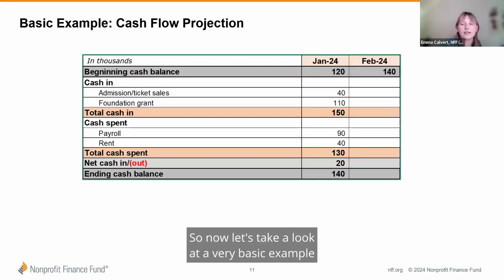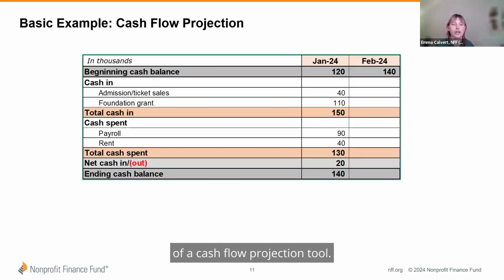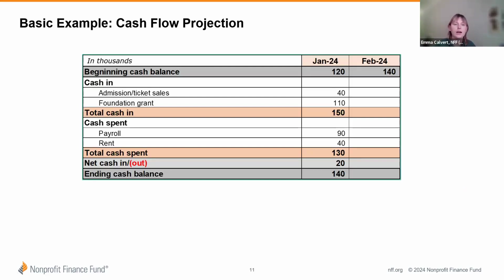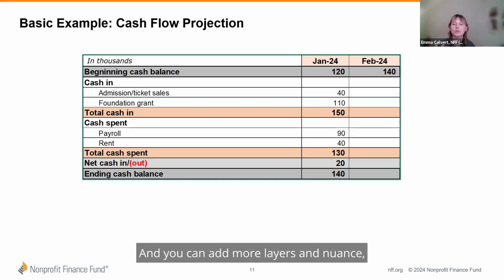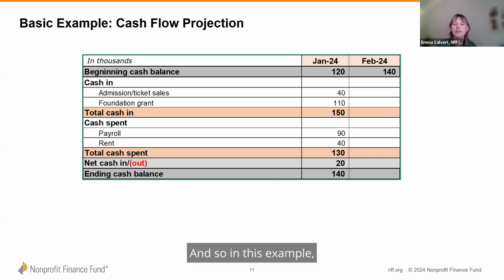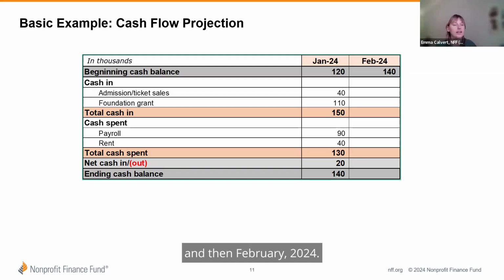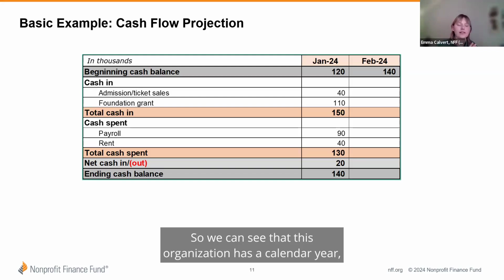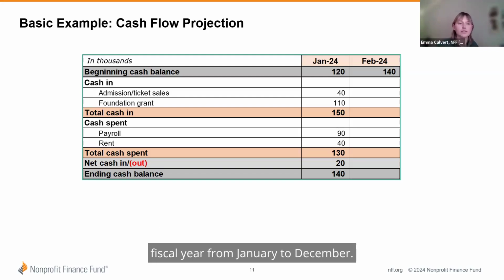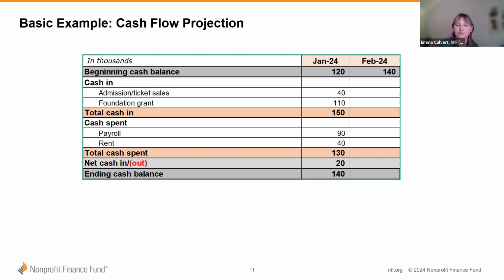So now let's take a look at a very basic example of a cash flow projection tool. And you can add more layers and nuance, which we'll review in a bit, but the basic structure is still the same. In this example, we're looking at a monthly cash flow projections tool with January 2024 listed in the first column and then February 2024. So we can see that this organization has a calendar year fiscal year from January to December.